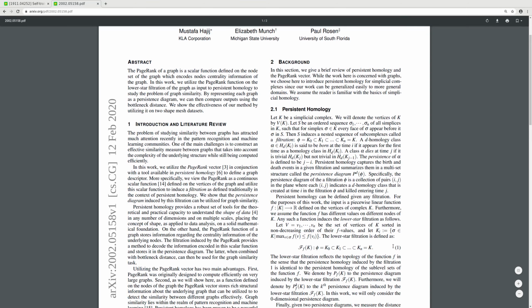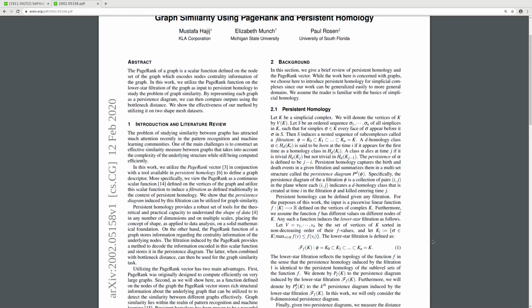Background. In this section, we give a brief review of persistent homology and the PageRank vector. While the work here is concerned with graphs, we choose here to introduce persistent homology for simplicial complexes, since our work can be generalized easily to more general domains. We assume the reader is familiar with the basics of simplicial homology. Persistent homology. Let K be a simplicial complex.